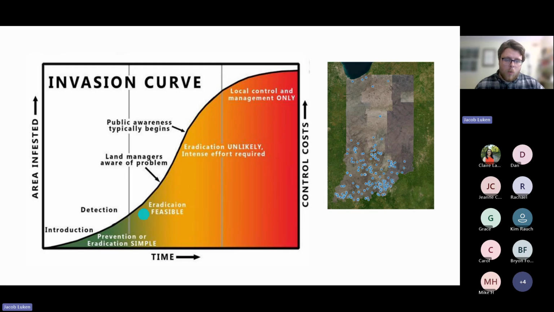Here in Indiana, we might be a little bit closer down here on this bottom side of the curve, especially up in the center part of the state. So it's important to not wait until a species is already established, because those control costs go up. Right now, when we only have a couple populations around us that we know of, now is a perfect time to be worrying about it.